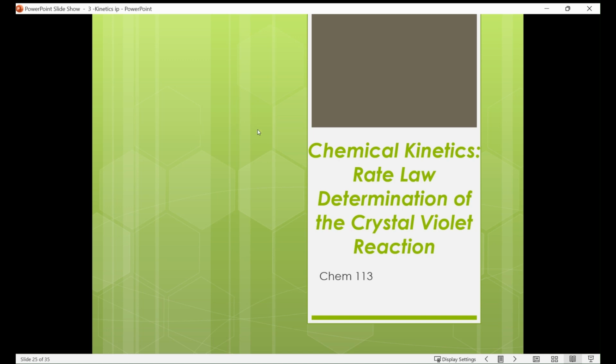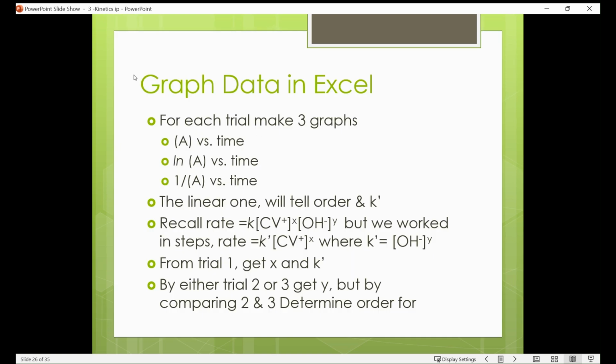Okay, so here we are, crystal violet. After you get your data, you're going to make some plots in Excel. Set up a column with time versus absorbance, and then make another column where you calculate the ln absorbance and inverse absorbance, and you'll make some graphs for these.